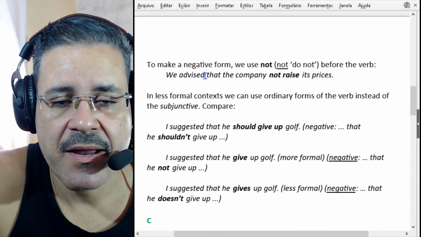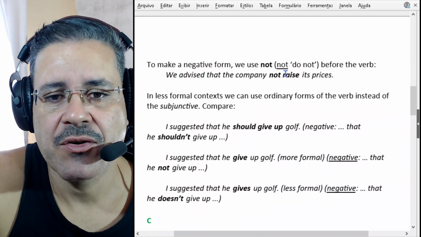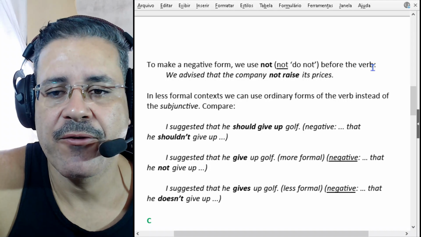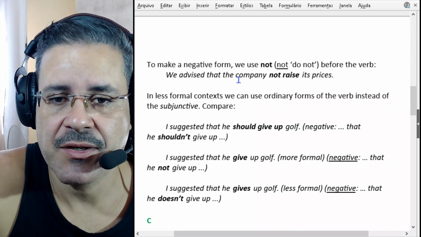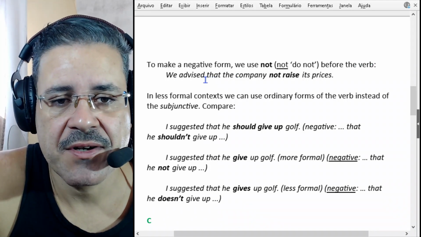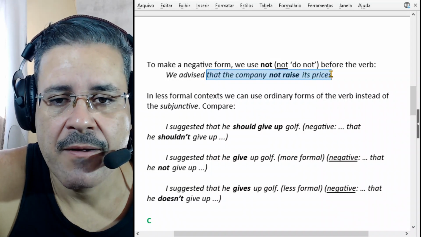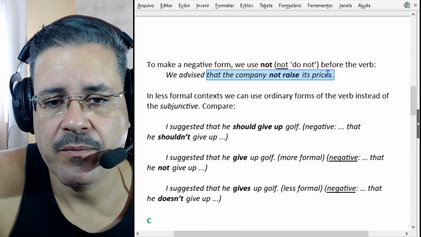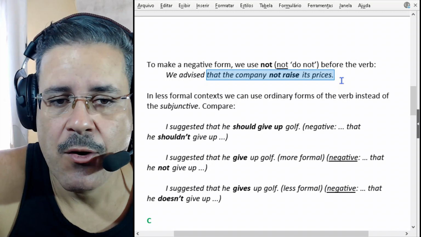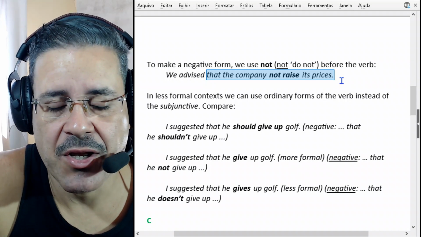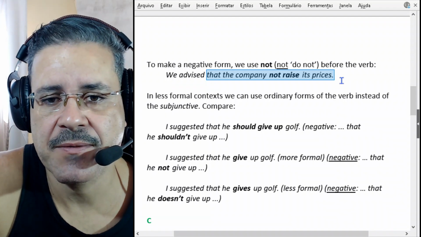Okay, to make a negative form, we use not, not do not, before the verb. This is the subjunctive. Remember, we advised that the company not raise its prices.